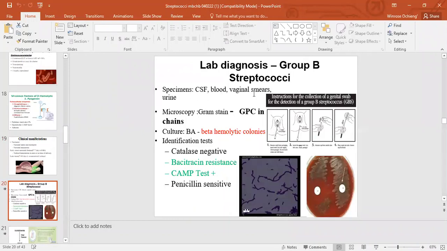We can tell the specimens that we can collect for laboratory diagnosis: CSF mostly when we have neonatal meningitis, blood for neonatal sepsis where we can do blood cultures, vaginal smears, and also urine, even of pregnant women, to see whether they are carriers of Streptococcus agalactiae. Microscopy will still show us gram-positive cocci, and this will be explained more in the laboratory because of time.